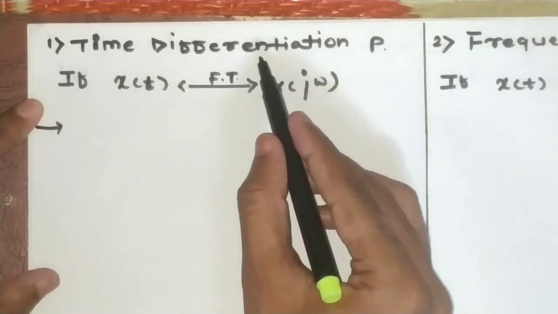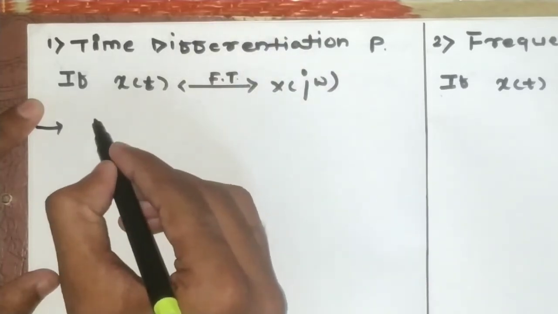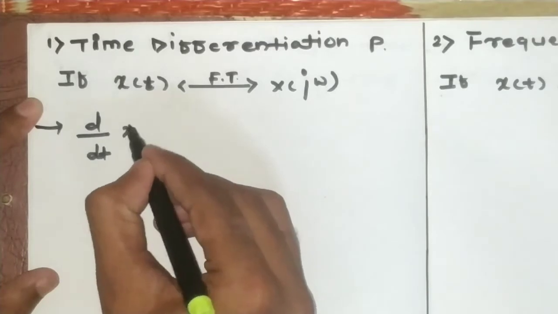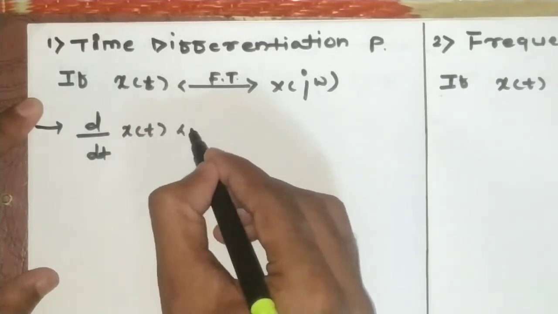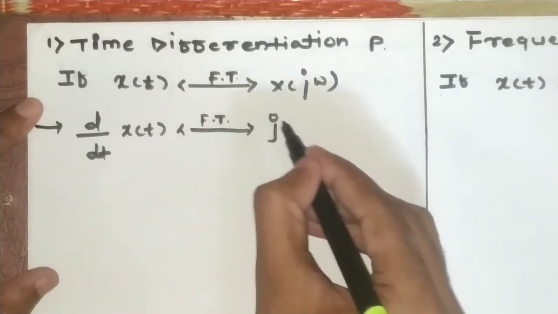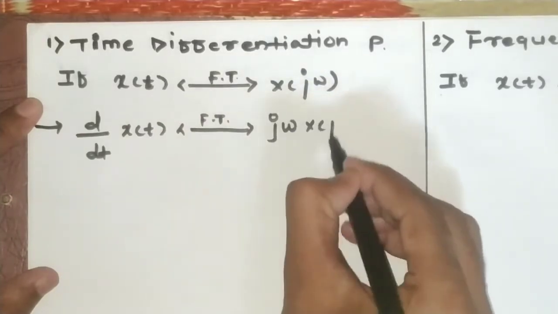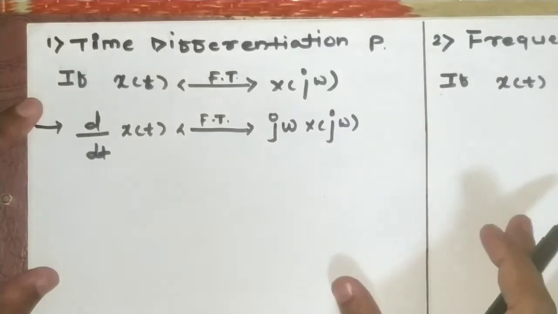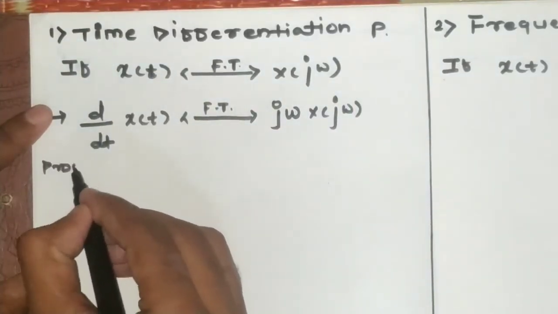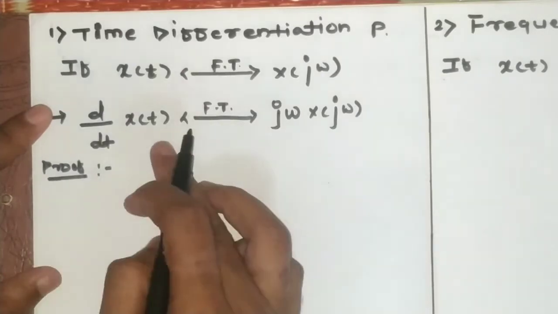Now we have to differentiate in the time domain. So we'll differentiate the input signal, d by dt of x of t, and its Fourier transform will be j omega into x of j omega. Now let us prove this property, and to prove it we have to differentiate the input signal x of t.